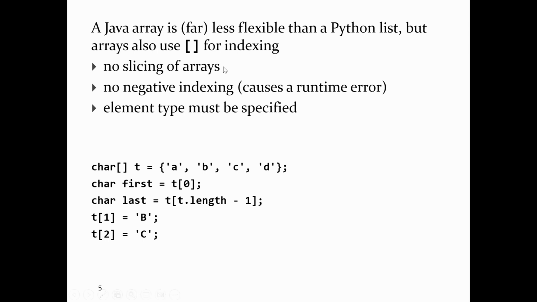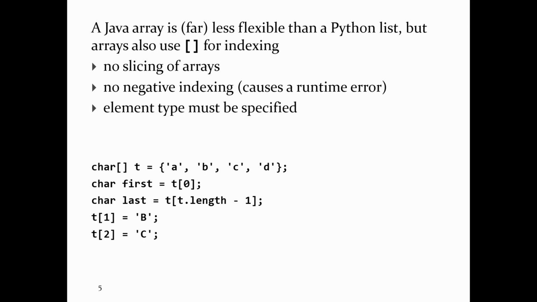What are the differences? There's no slicing. In Python, you can ask for part of a list, for example elements 1, 2, and 3 with a slice. You can't do that in Java. There's also no negative indexing in Java. If you try to use -1 to get the last element of the array, that doesn't work.